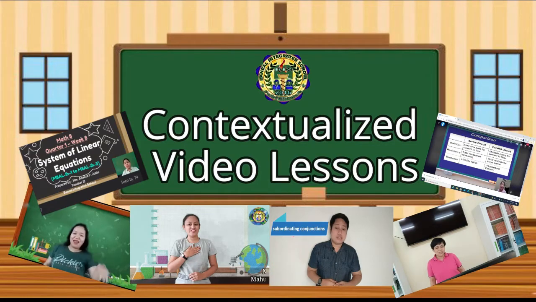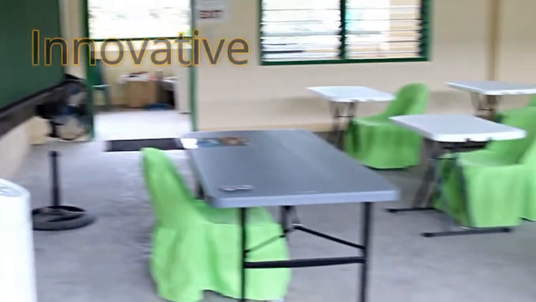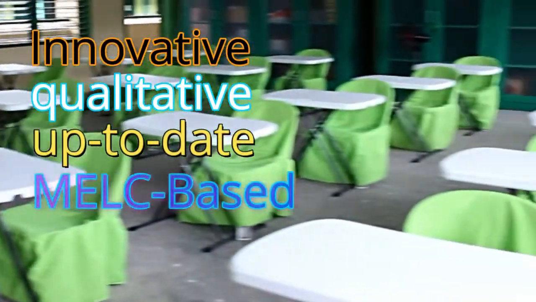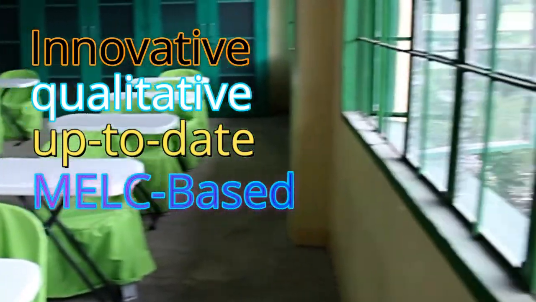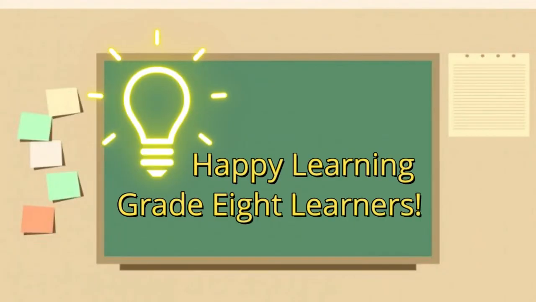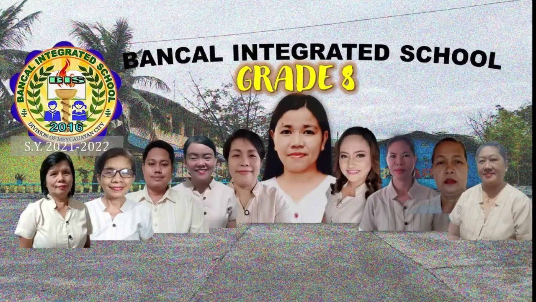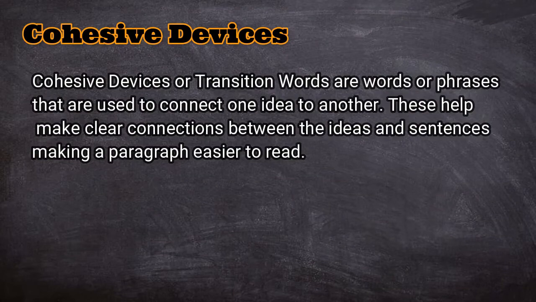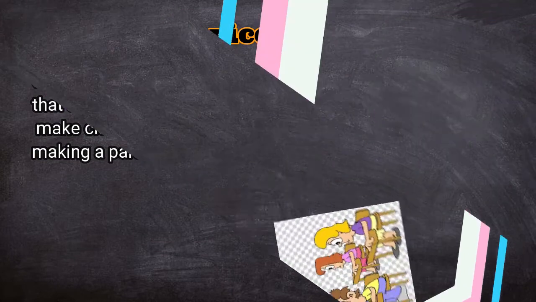So let's define what is cohesive device or what are cohesive devices. Remember that cohesive devices are also called transition words. Words or phrases that are used to connect one idea to another. These help make clear connections between ideas and sentences, making a paragraph easier to understand and read.